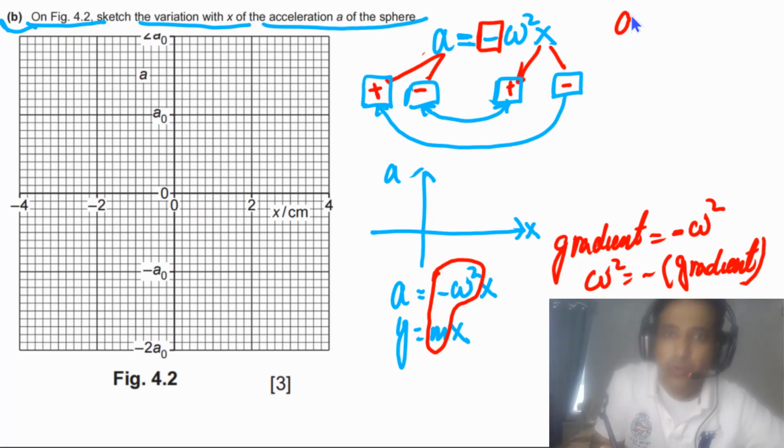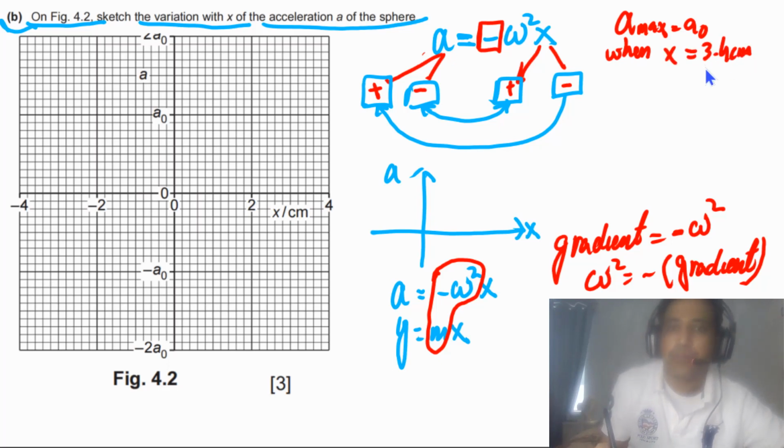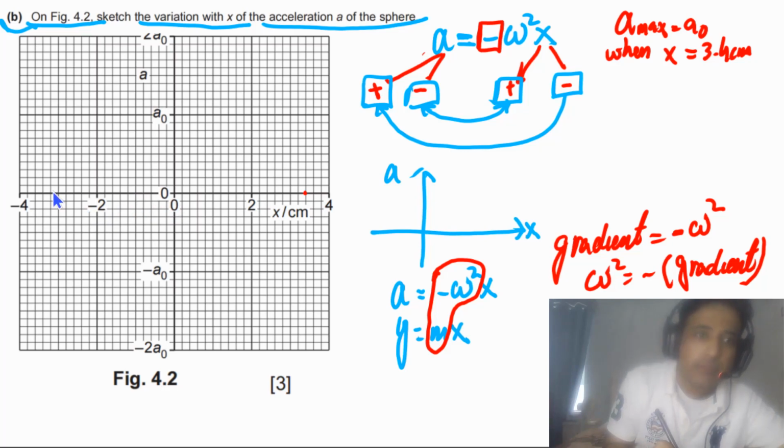For this question we have already discussed that a max is equal to a naught when x is equal to 3.4 centimeters, and when x is positive, a has to be negative. If you look at the x-axis, we have 2, 2.2, 2.4, 2.6, 2.8, 3.0, 3.2, and this is 3.4. So when x is positive, a has to be negative. Now we can look at x when x is negative. So we have 2, 2.2, 2.4, 2.6, then 3, 3.2, 3.4 here.